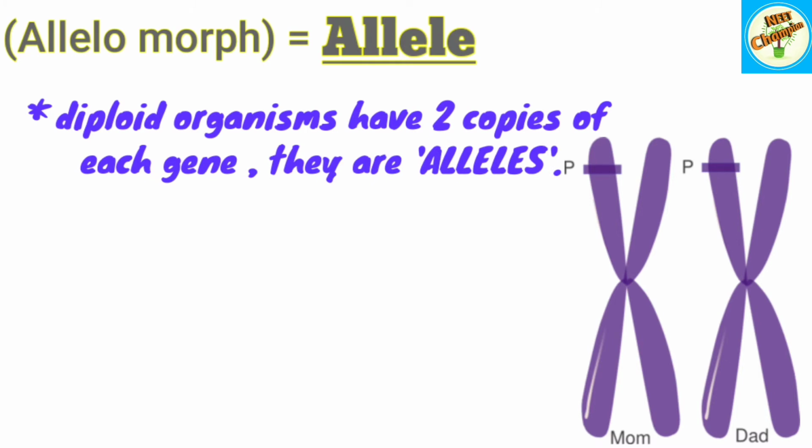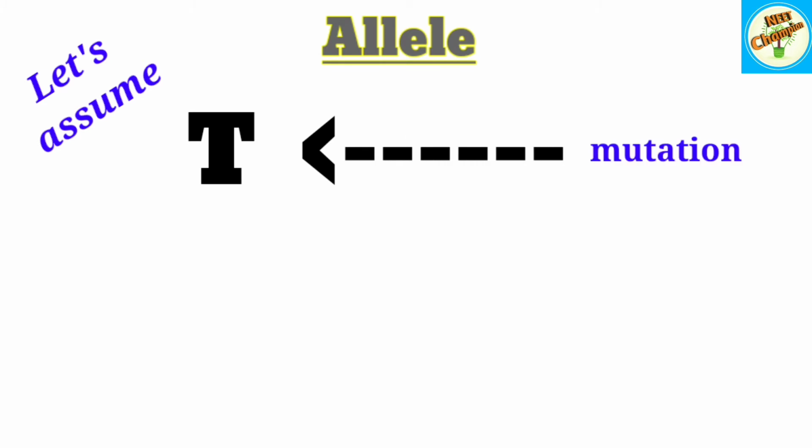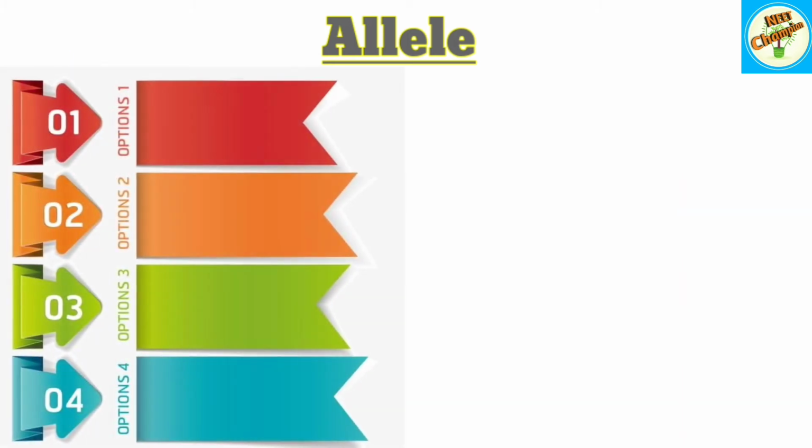These alleles may be identical or non-identical. Let's assume allele capital T codes for some specific kind of protein which increases the plant height, and it has undergone a kind of mutation. Now three conditions could appear.